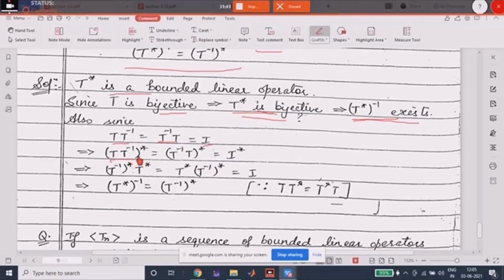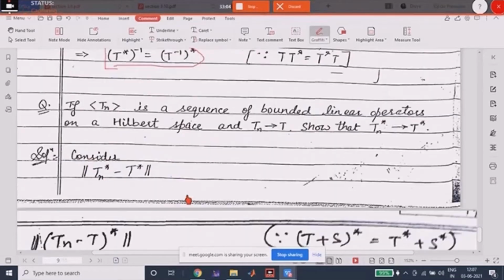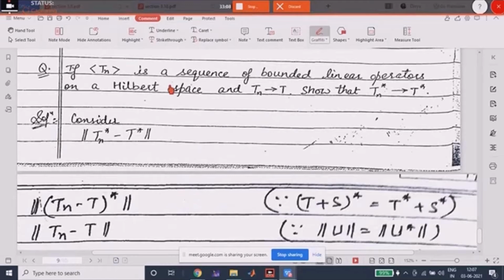So that would imply, if we take the adjoint on both sides of the equalities, what we have is T T inverse star. Since it behaves like matrix multiplication, that would be T inverse star and T star. Similarly for the second term, that would be T star into T inverse star, which would be I star, and I star is nothing but identity. So from this, what we have is T star inverse is equal to T inverse star. That means the inverse of the adjoint operator exists, and it is equal to the adjoint of the inverse operator.